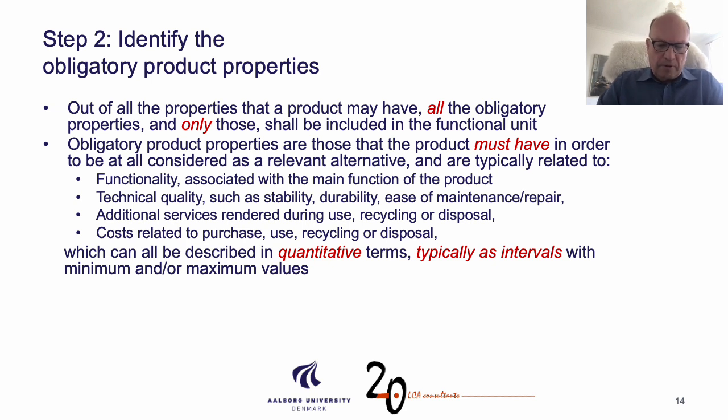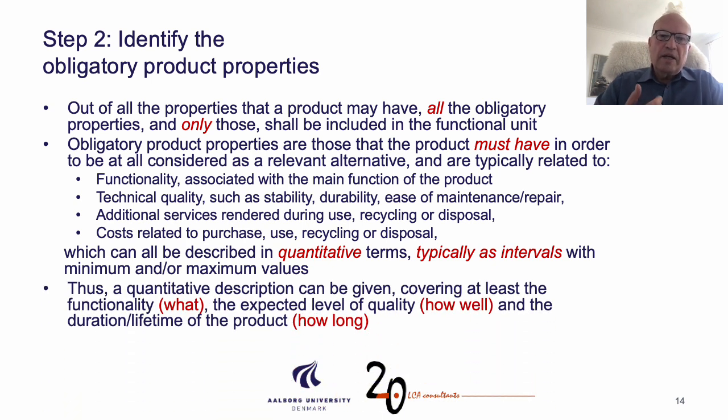So obligatory product properties are those that the product must have in order to be at all considered as a relevant alternative. And these are typically related to functionality, technical quality, additional service rendered during use, recycling and disposal, or the costs related also to either purchase, use, recycling or disposal. All of these can be described in quantitative terms, typically as intervals with a minimum or a maximum value.